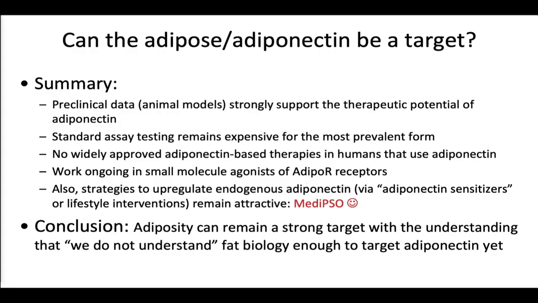I really believe that what you saw in MEDISO is going to be very important for this group to engage and embrace, because what MEDISO showed us was a Mediterranean diet can actually improve this, and I bet you it was because of their visceral adiposity and a reduction in inflammation. So, conclusion: adiposity can remain a strong target, with the understanding we don't understand fat biology enough to target adiponectin yet. But based on some of the work that was just shown by Joel in your group, this is something we don't understand and we need to embrace it in order to actually get better.